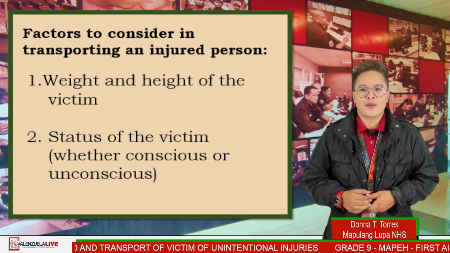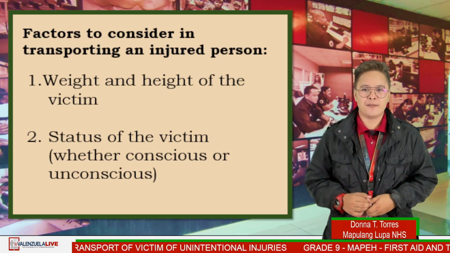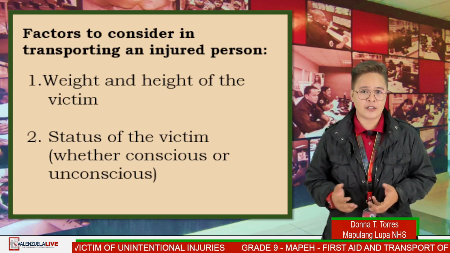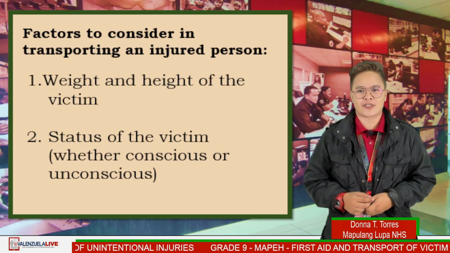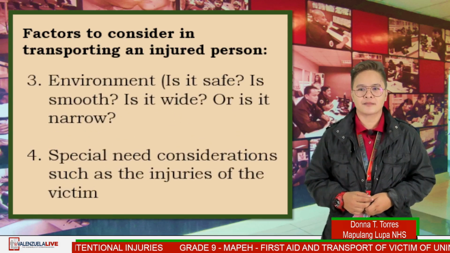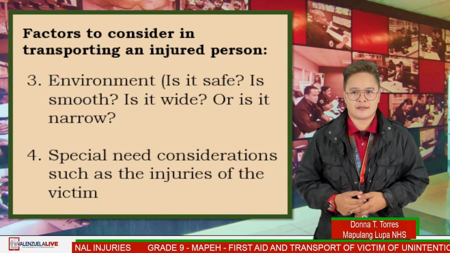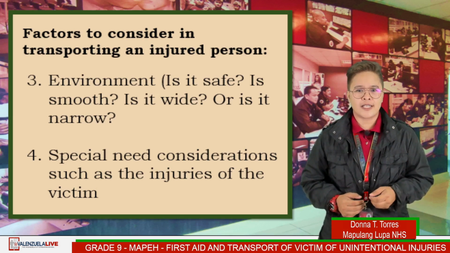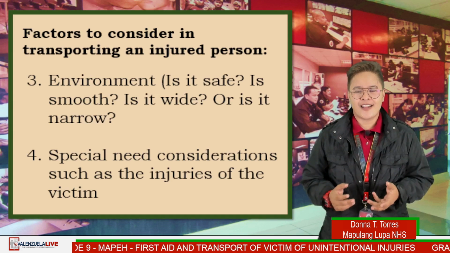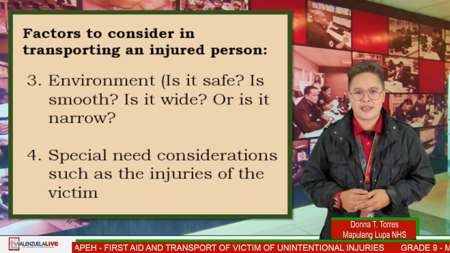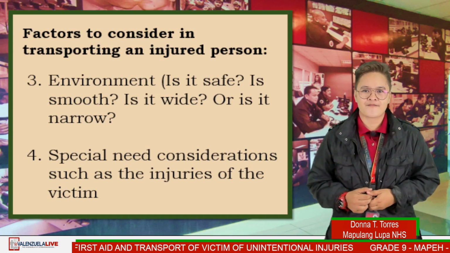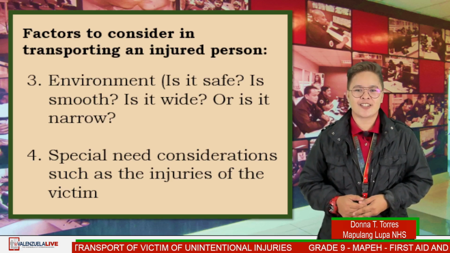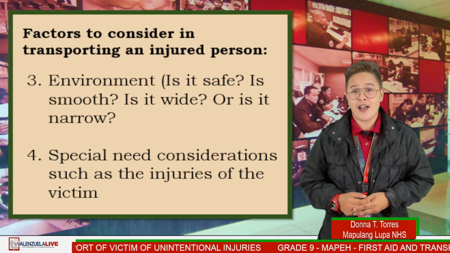Number 1, weight and height of the victim. 2, status of the victim, whether conscious or unconscious. 3, environment. Is it safe? Is it smooth? Is it wide? Or is it narrow? And finally, special need considerations such as the injuries of the victim.